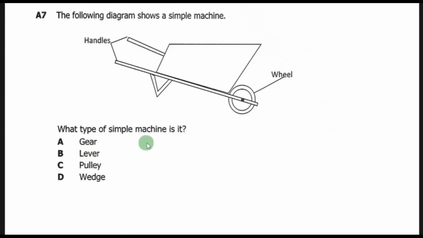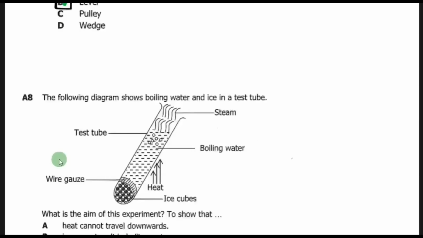Actually, this one is not a gear. Any simple machine which has a pivot like this one here, and a point where force is applied, is actually a lever. So a wheelbarrow is an example of a lever. So our answer is B. So let's go to A8.